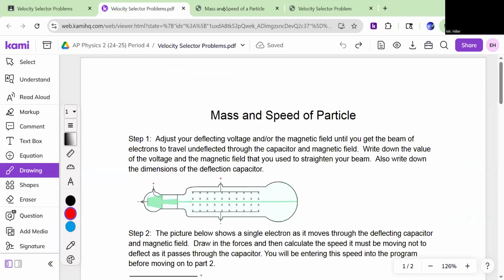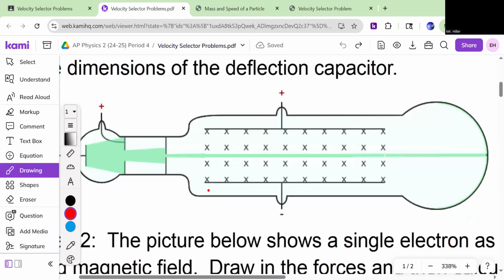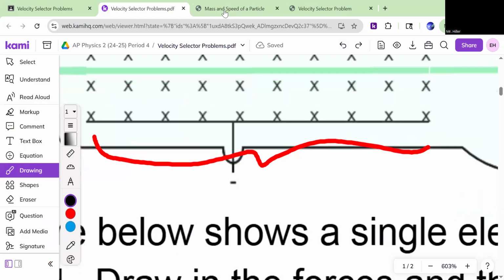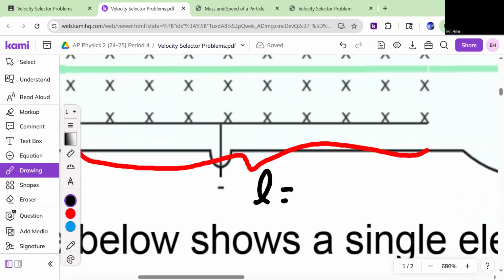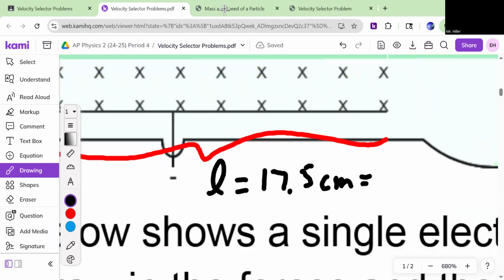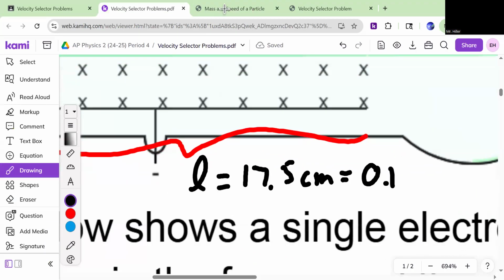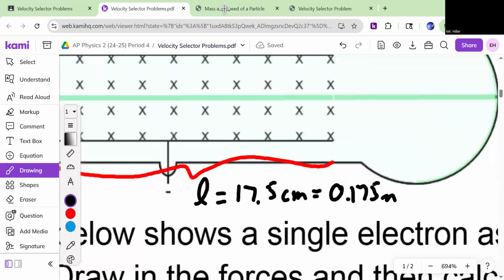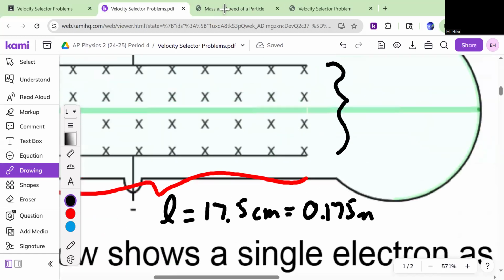Okay, we're given the length of the capacitor and the separation distance. Let's record that. The length of the capacitor, I'm going to call that L. That's 17.5 centimeters. Remember, we convert centimeters to meters by moving the decimal twice to the left, so 0.175 meters. The separation distance over here, which I will call D, that one is 5 centimeters. Moving that twice to the left, we get 0.05.